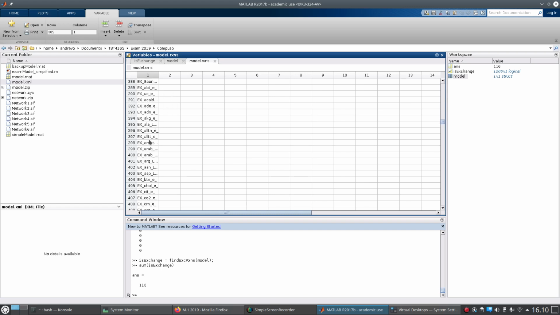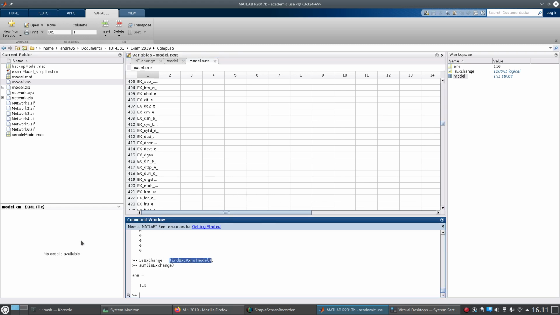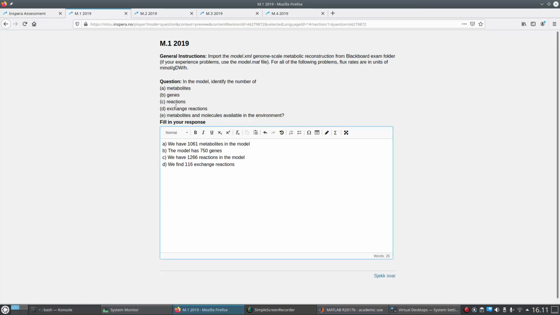That being said, this method here, where you just look at the names, is not foolproof. You can easily have a model that's somewhat poorly annotated, and that might have some exchange reactions that are labeled EX at the start and some that are labeled EX at the end, or maybe all are labeled at the end, and then you would have to count them all individually because they wouldn't be sorted nicely like this. So the reference way to do it is really using this findExcRxns function here. So yeah, 116 exchange reactions.